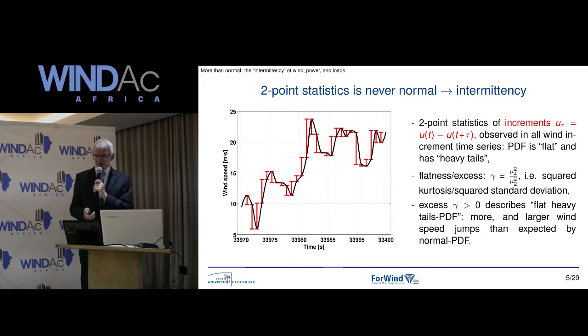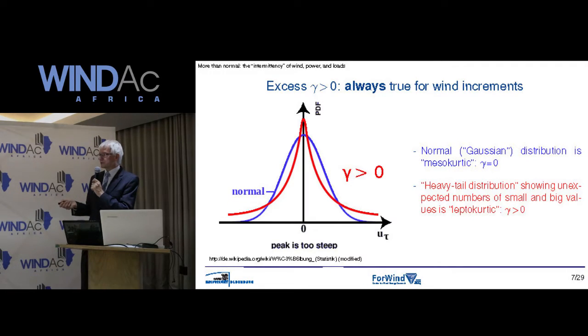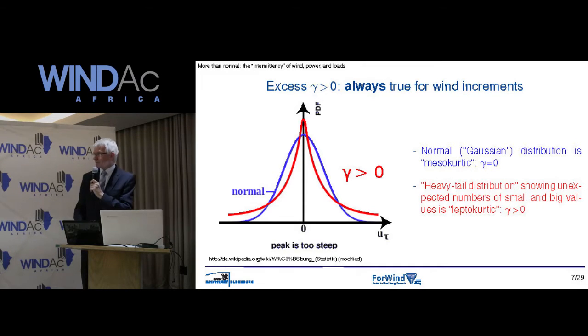And what we will see is that this PDF is not a Gaussian one, it's not a normal one, but it is flat and it has heavy tails. This flatness is described by gamma, and here I wrote how it is defined. This is again the standard deviation to the square, and the fourth moment of a PDF is called kurtosis. If gamma is bigger than 0, then we have a flat, heavy tail PDF. And this is what we see always in all time series from all over the world, everywhere and every time.